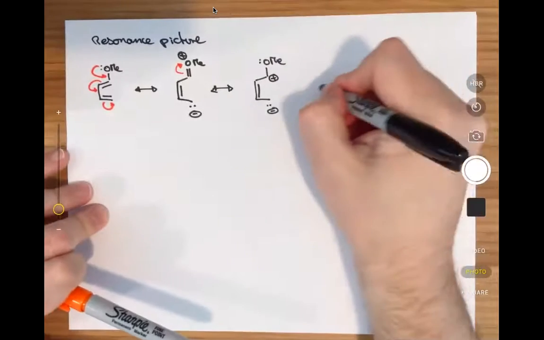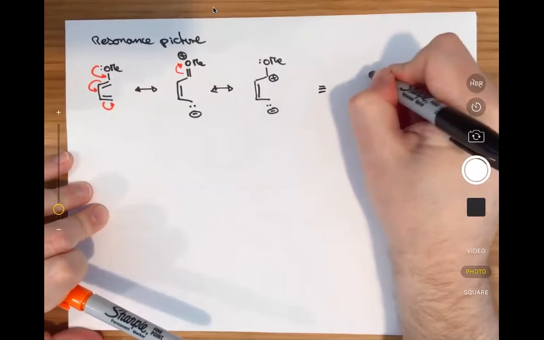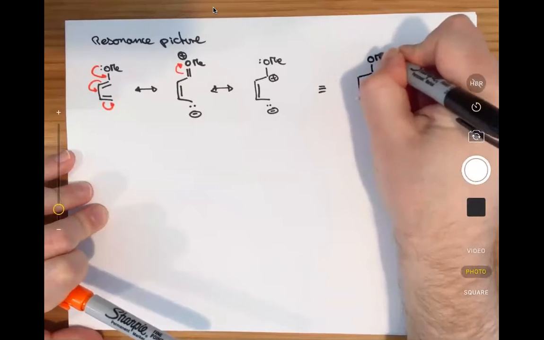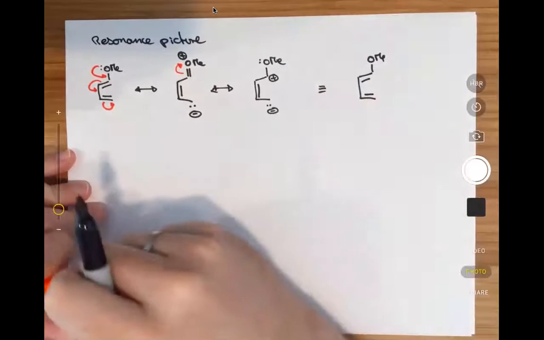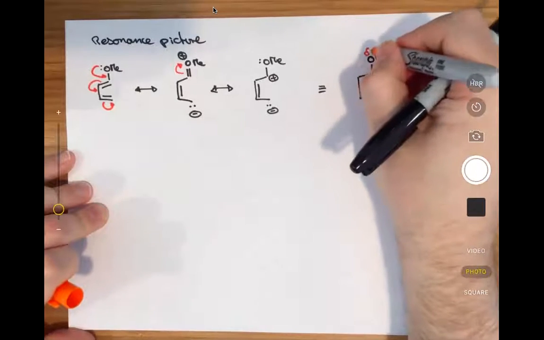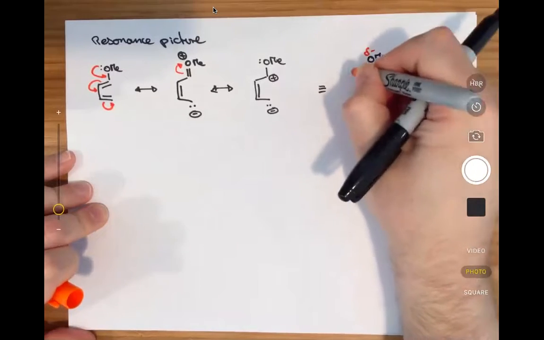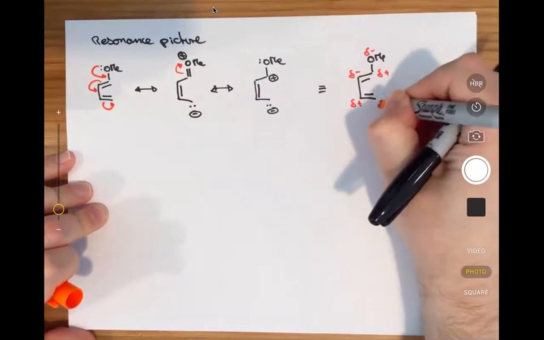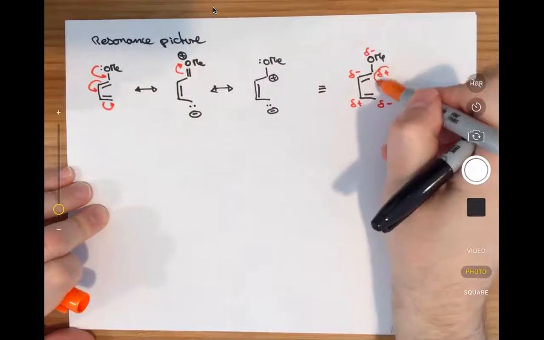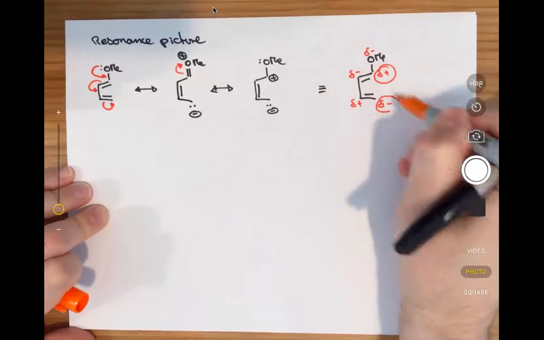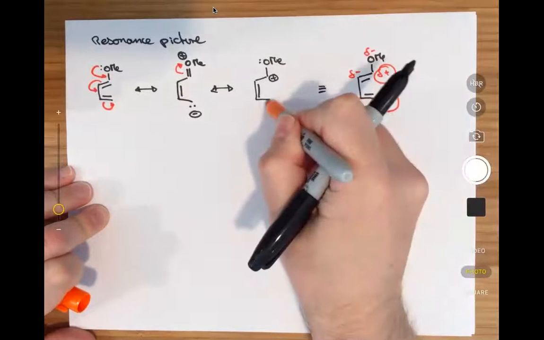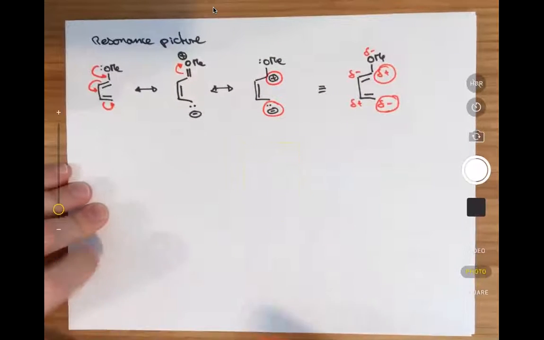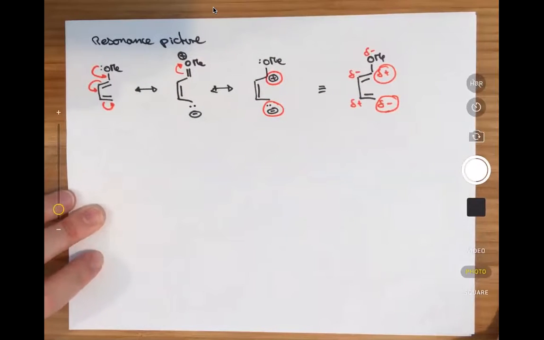And just as a reminder, this is exactly the polarization that we had drawn in previously, where we basically had delta minus, delta plus, delta minus, delta plus, and delta minus, right? So this delta minus and this delta plus and this delta minus here correspond essentially to the negative partial charge and the positive partial charge that you can derive from the resonance structures.